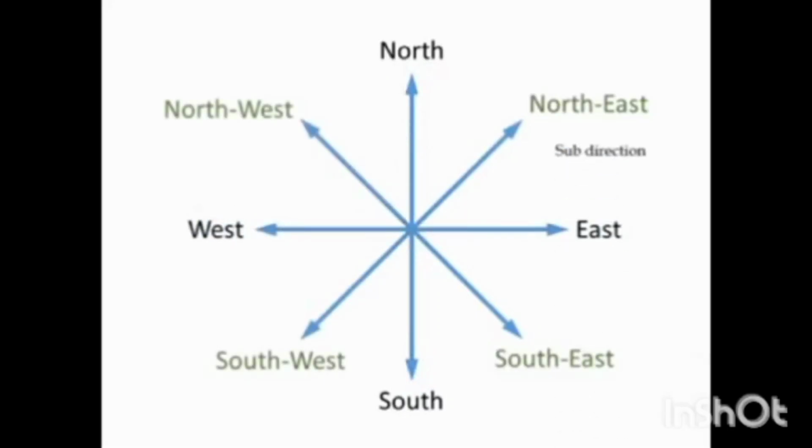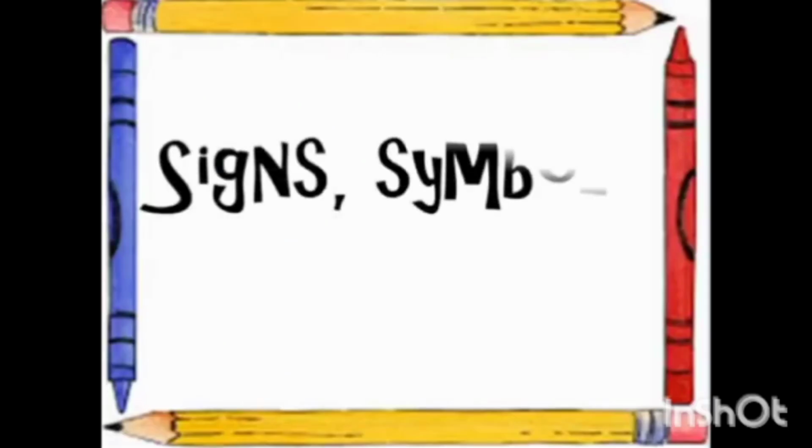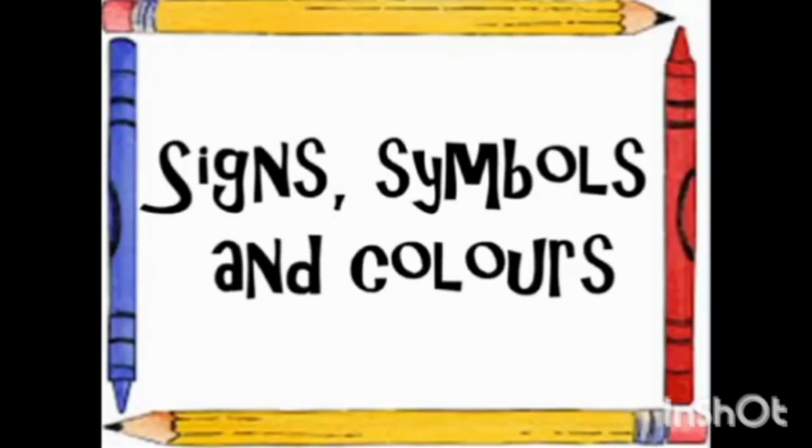They are northeast, northwest, southeast, and southwest. These subdirections lie between two major directions. For example, southeast lies between south and east. Northwest lies between north and west, and so on. Now, let us study about signs, symbols, and colors.